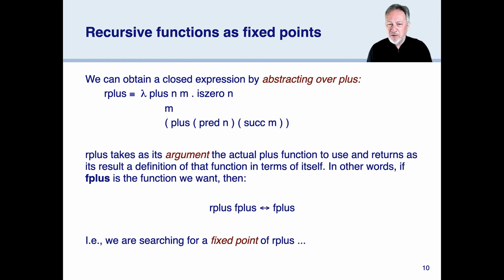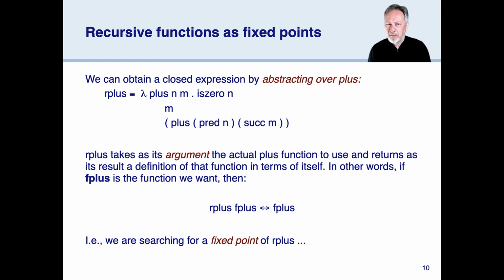Well, r plus is not what we want. We want to pass into r plus the function that we want to define. So we're in a little bit of a bind here. But suppose we had that function. We don't know what it is. Let's call it f plus.